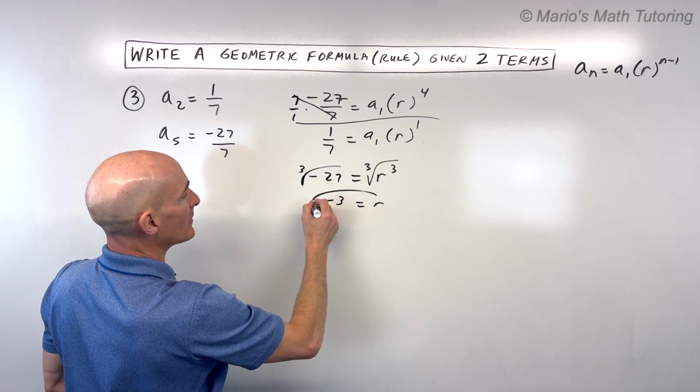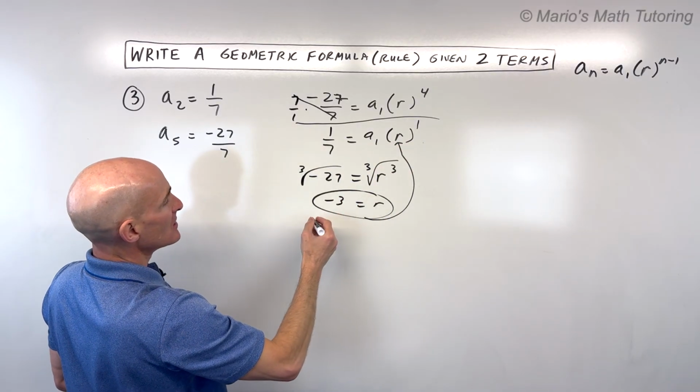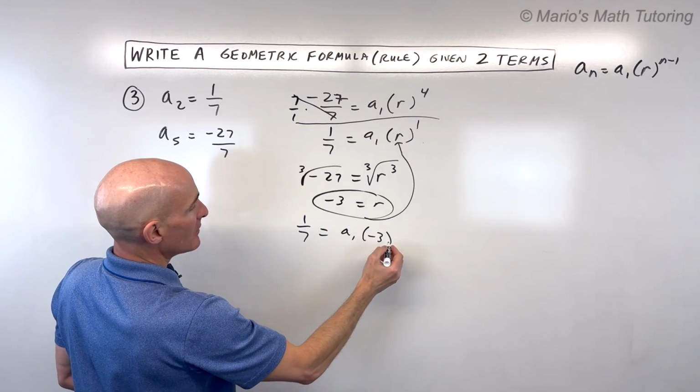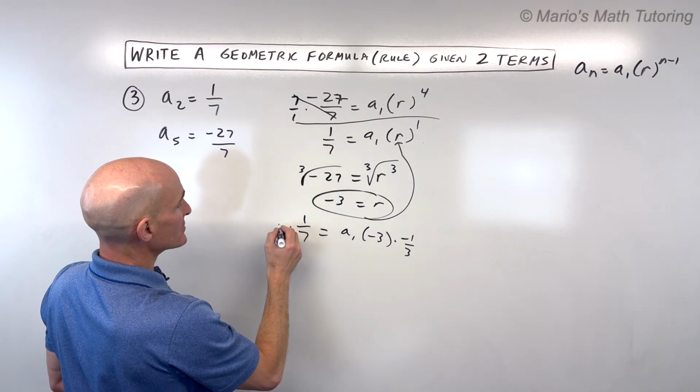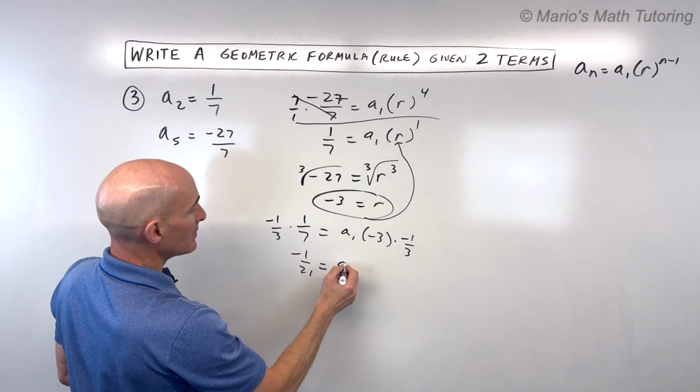And if we take the cube root of both sides to get r by itself, we're getting an r value of negative 3. Now, if we take the negative 3 and we plug it back into either one of these equations, let's see what we get. 1/7 equals a1 times negative 3. If I multiply by negative 1/3 to both sides, that comes out to negative 1 over 21 equals a sub 1.